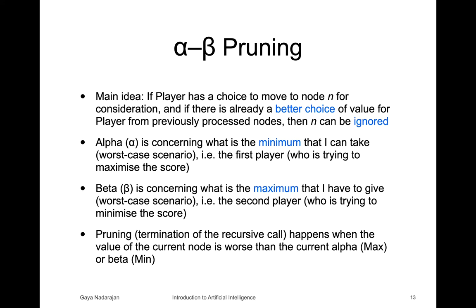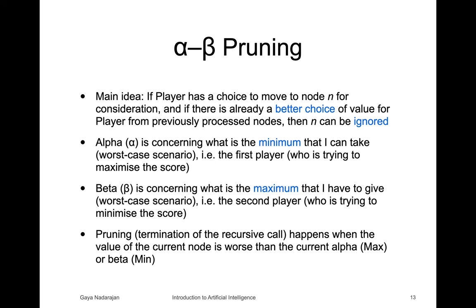And don't worry too much about this for now, but it will become apparent once you've understood the algorithm. So just understand that there are two parameters, alpha and beta. Alpha is tied to the maximizer and beta is tied to the minimizer. But because they are thinking in the worst case scenarios, they're always thinking in the opposite. What is the minimum that I can take and what's the maximum that I have to give?